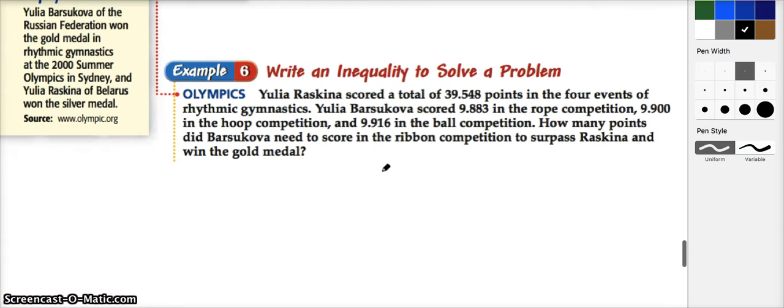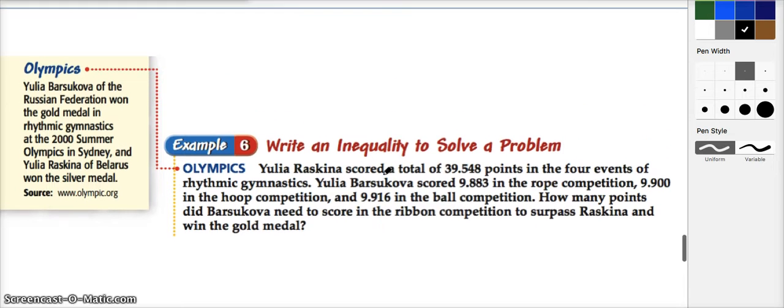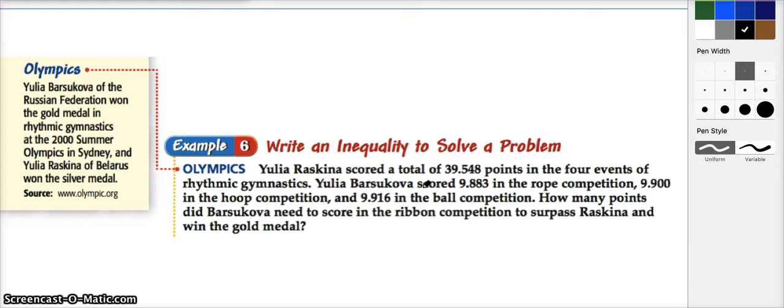Let's look at this last example. Example 6, write an inequality to solve a problem. Yulia Raskina scored a total of 39.548 points in the 4 events of the rhythmic gymnastics. Yulia Barsukova scored 9.883 in the rope competition, 9.900 in the hoop competition, and 9.916 in the ball competition. How many points did Barsukova need to score in the ribbon competition to surpass Raskina and win the gold medal?